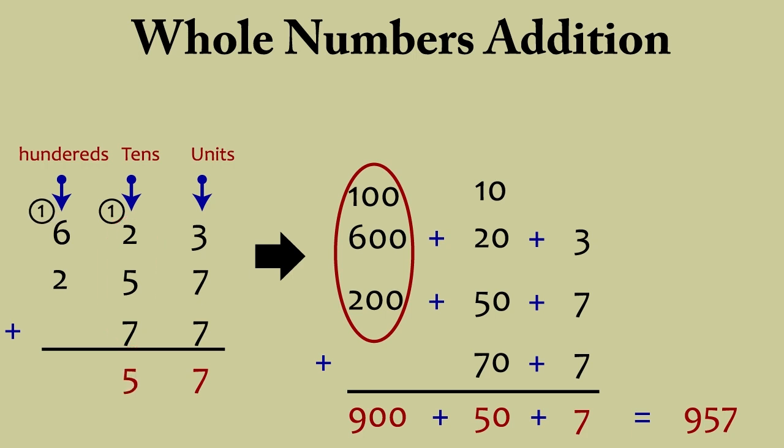Now adding 6 plus 1 plus 2 equal to 9. So it becomes 957.